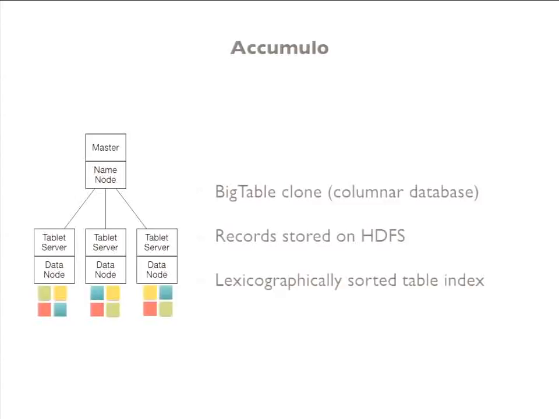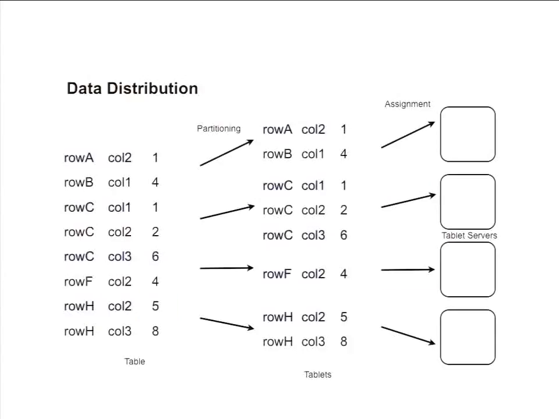So Accumulo, like I said, is a Bigtable clone. The records are actually stored in HDFS, so it's like a layer on top of HDFS. But it also provides a lexicographically sorted table index for really quick range lookups. An intuitive visualization of this is that if I have my row and column data that has a value in a table form, I can partition that up, split that up, and then serve it on tablet servers that are one or more per node in my cluster.